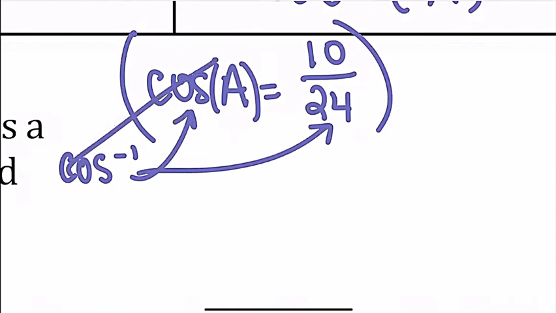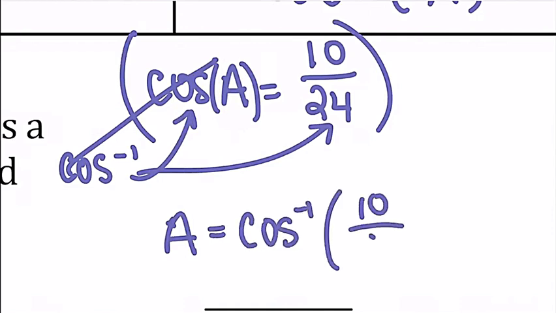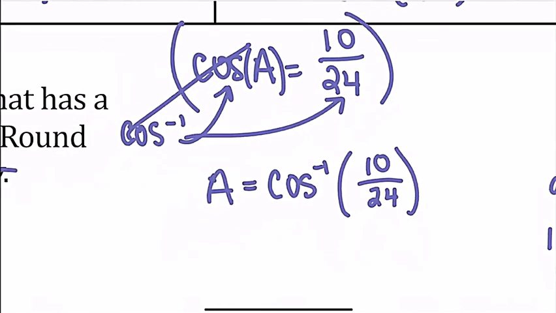These cancel, remember, because it cancels out cosine, that's the point. So we just have A left on that side, but it doesn't cancel on the right side because there's no cosine there to cancel out. So it would look like this. And this should feel similar to how we do logs. And now we'll just type that in the calculator.